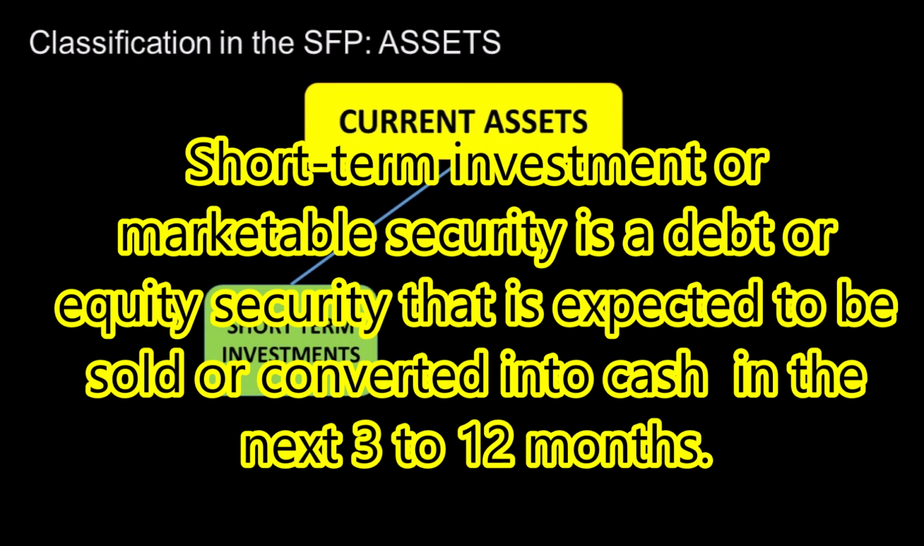Another account under the current assets is the short-term investments. So short-term investments is also called a temporary investment or marketable security. So it can be debt or equity security that is expected to be sold or converted into cash in the next 3 to 12 months.